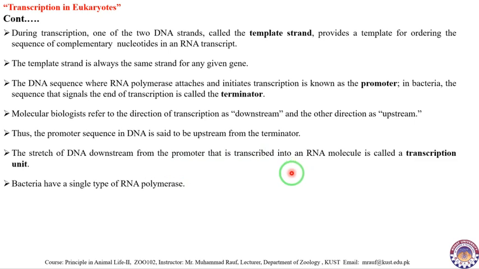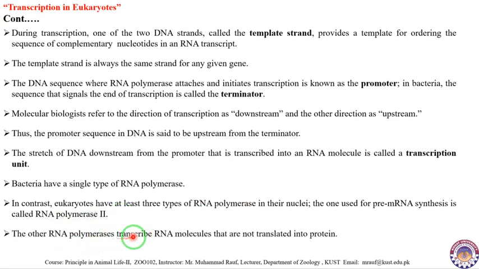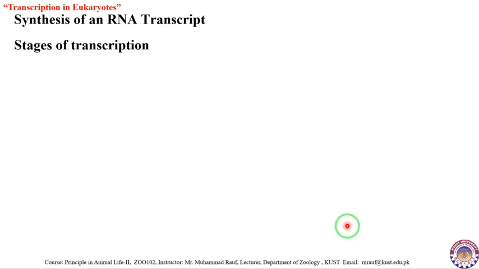Transcription unit is actually the coding area interspaced by non-coding regions of the gene. It is the actual area which has information for the synthesis of a polypeptide chain. Now, bacteria has only a single type of RNA polymerase, whereas eukaryotes have 3 different types of RNA polymerases, and of them, RNA polymerase 2 is responsible for the transcription of messenger RNA. The other RNA polymerases transcribe RNA molecules that are not translated into proteins.